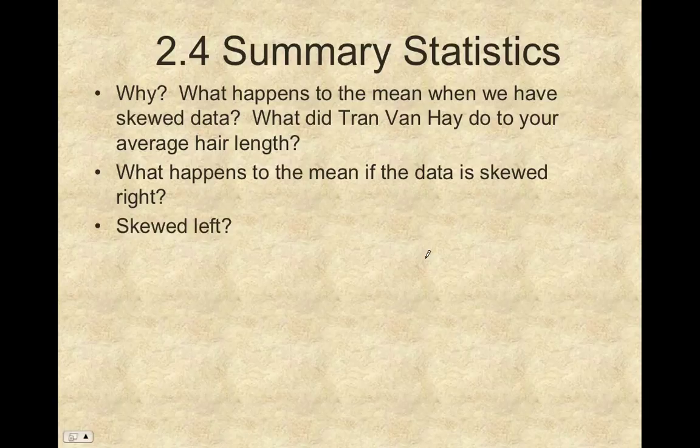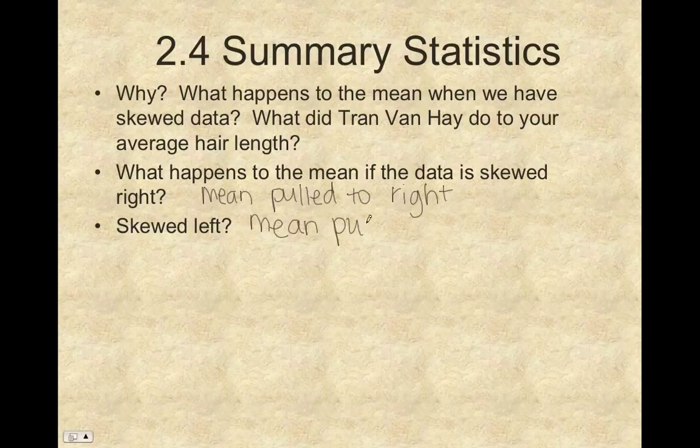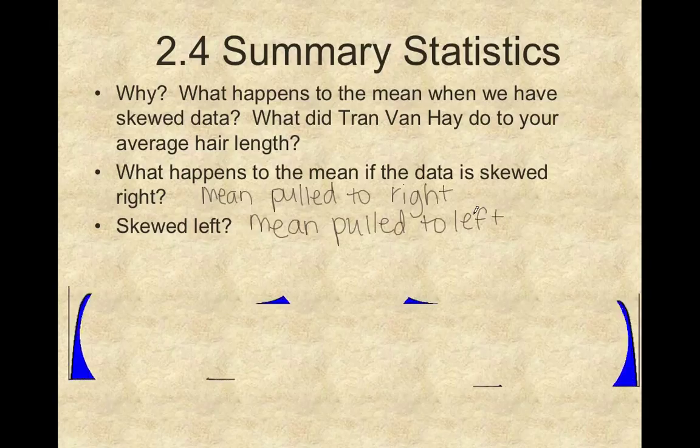So let's look at some examples. If the data is skewed right, the mean gets pulled to the right, whereas the median stays pretty close to the bump in the data. Skewed left means the mean gets pulled to the left. So the mean gets pulled in the direction of the tail or in the direction of any strong outliers.